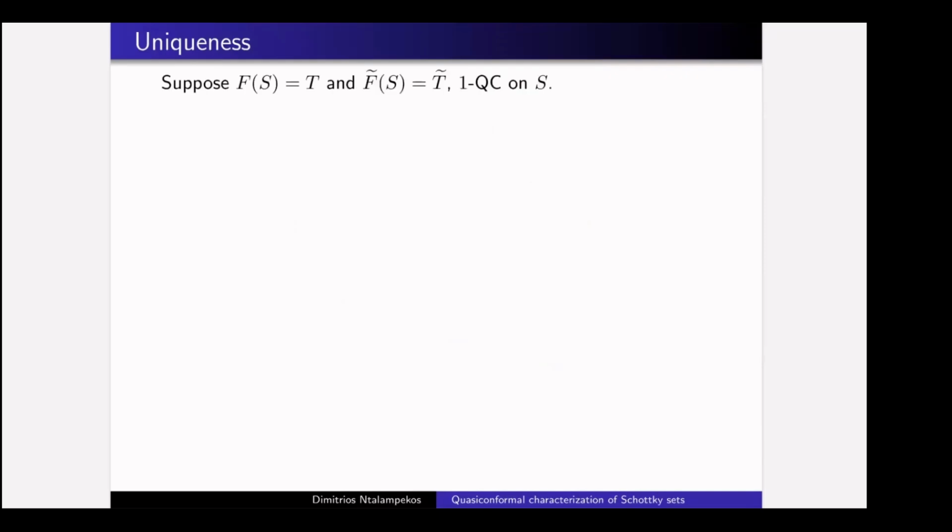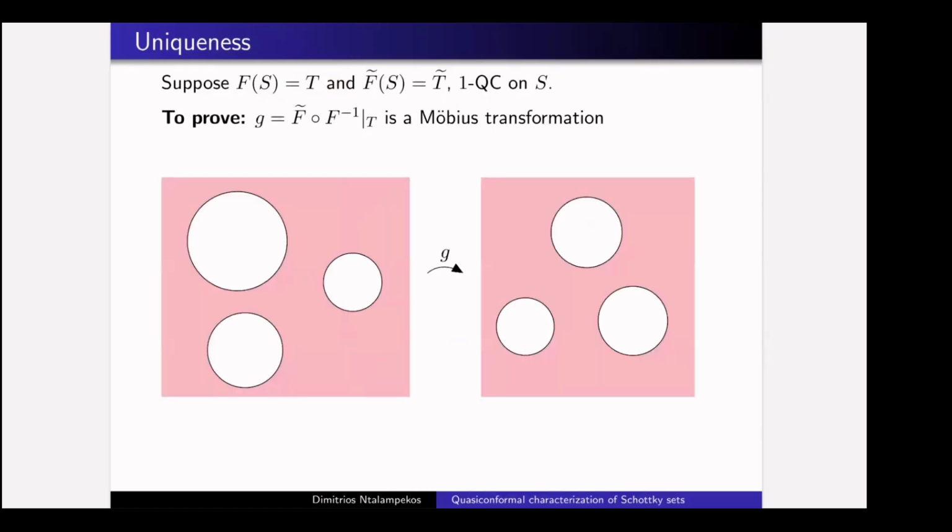So let's suppose here that we have our set S, and we have 2 quasiconformal maps that transform it to 2 Schottky sets, T and T tilde. And both maps are 1 quasiconformal on S. So we want to take the composition of F tilde with F inverse and show that it is a Mobius transformation when restricted to the Schottky sets. So this is the uniqueness statement.